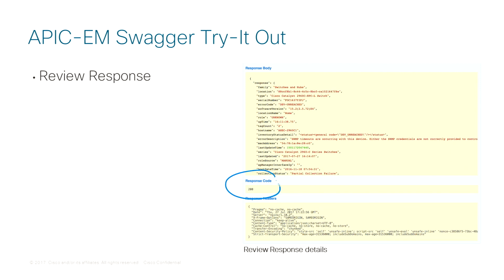We want to start out by looking at the response code. In this case, we got a 200 back, which would indicate a successful API call. The body of the response is provided as well, so we can see the information that comes back.